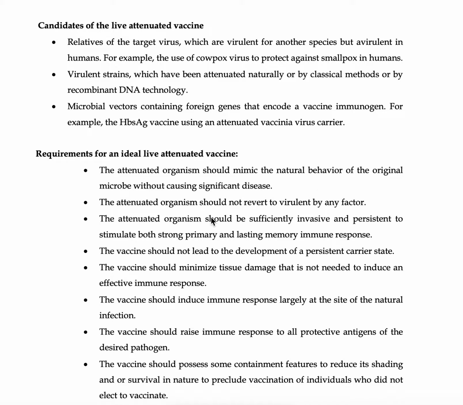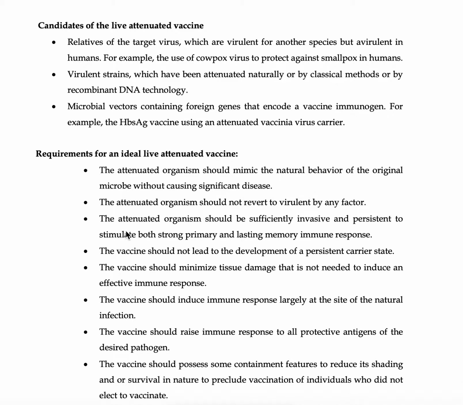Okay, and the attenuated organism should not revert to virulence by any factor. Say you have an attenuated organism, and you want to use it as a vaccine. So you vaccinate a person with that vaccine. But if somehow this attenuated organism reverts, that means it gains its virulence, then it will cause disease to the host. So we cannot use such a kind of attenuated organism as a vaccine.